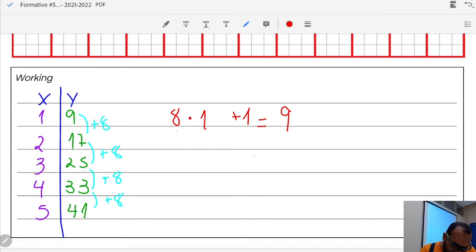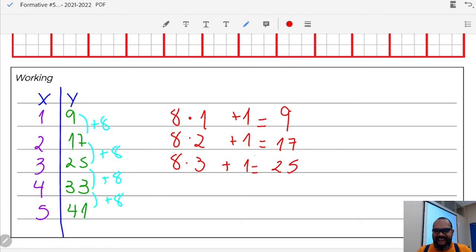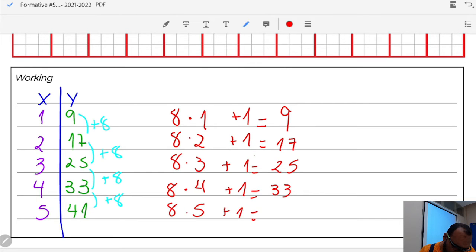Now, 8 times 2, 16, to make 17, plus 1. 8 times 3, 24, plus 1. Is it working? Great. Now here, 8 times 4 plus 1, which is 33. And the last one, 8 times 5 plus 1, 41.